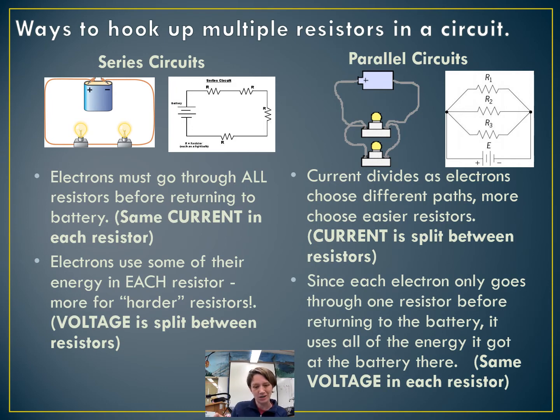However, the voltage is actually simpler because since each electron is actually only going through one resistor before returning to the battery, those electrons will dump all of their voltage at that resistor because they have to use it all before they return. So the voltage in parallel is going to be the same as the battery's voltage because the electrons only have one place to use all that energy.